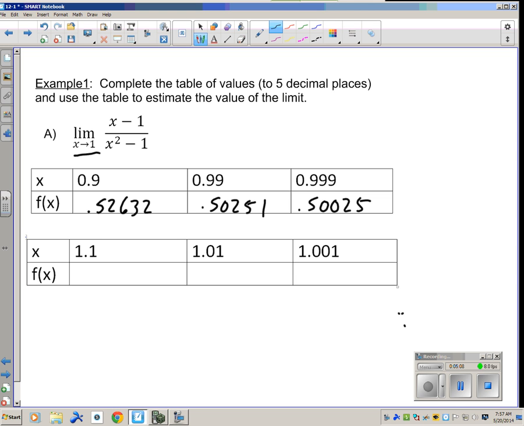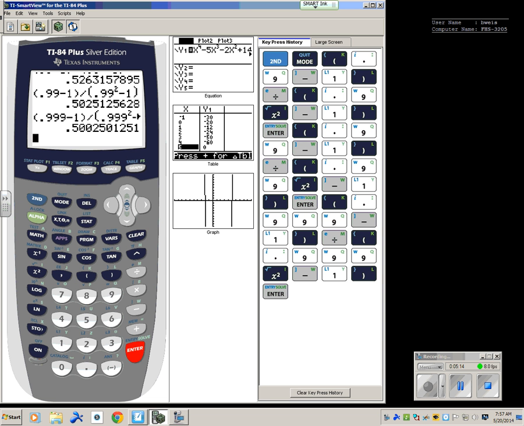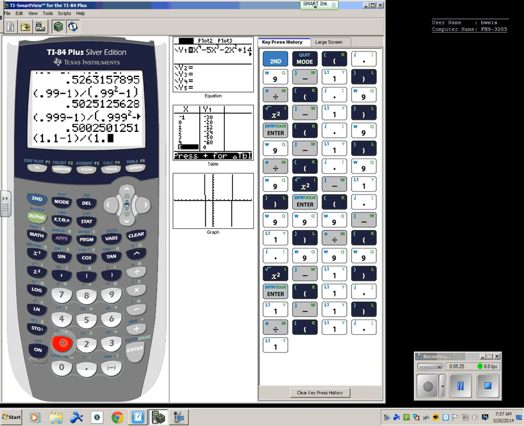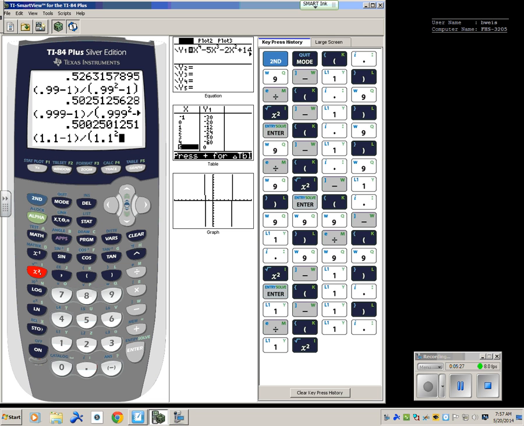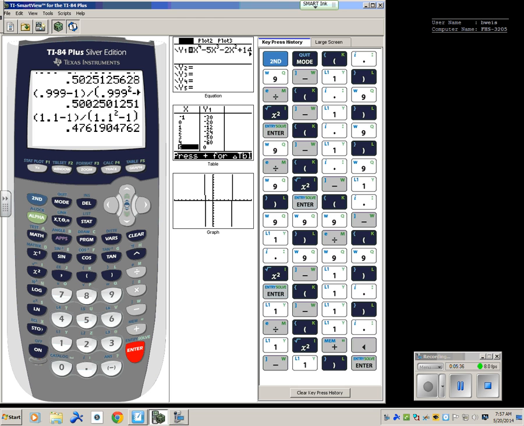So let's go the other direction as well. Let's go a little bit bigger than 1. We'll do 1.1, and let's plug that in next. 1.1 minus 1, and then divided by 1.1 squared minus 1. I get 0.47619.